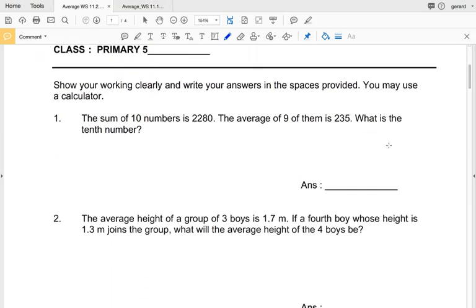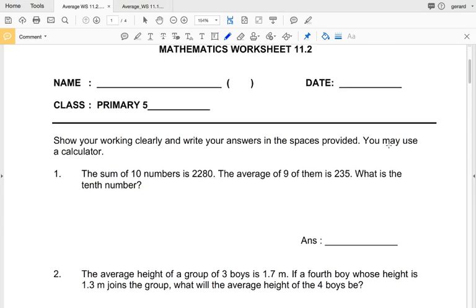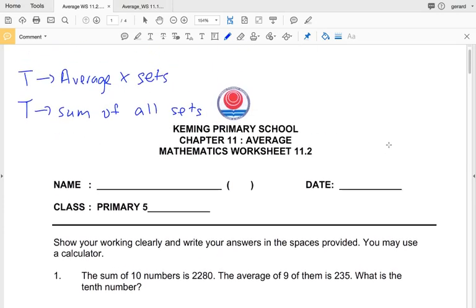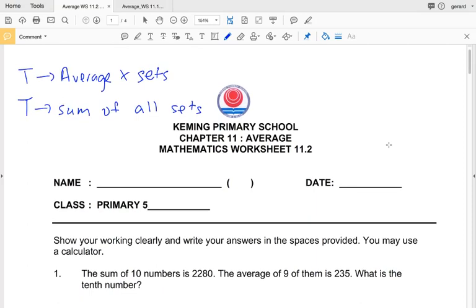Now, sum of 10 numbers is 2280. Average of 9 of them is 235. What is the 10th number? Again, looking at our formulas up there, total is the sum of all numbers. So that's how you get your 2280 over here. This is the sum of the 10 sets. This will be the sets. This one will be the total.